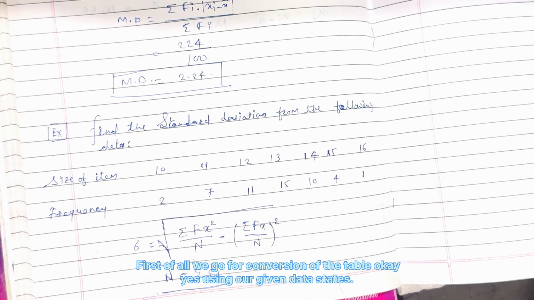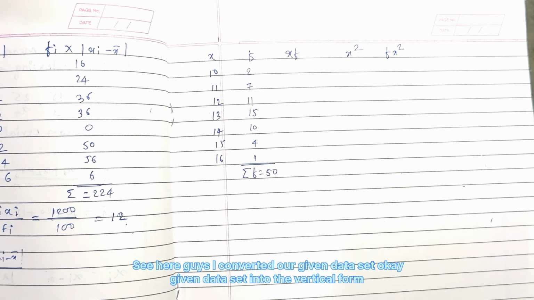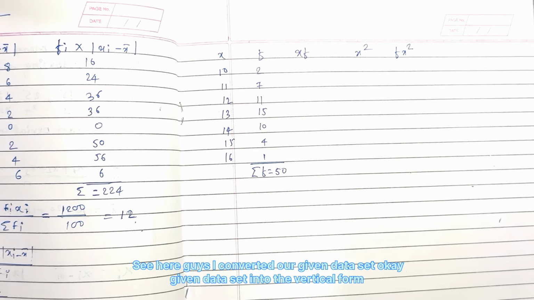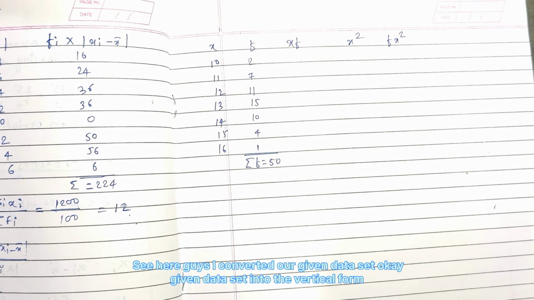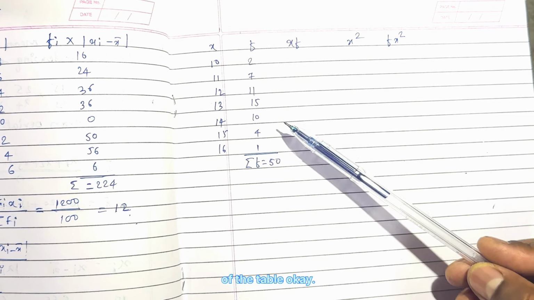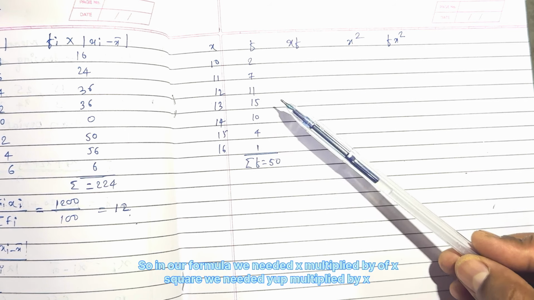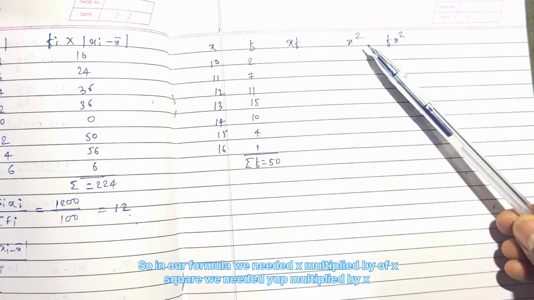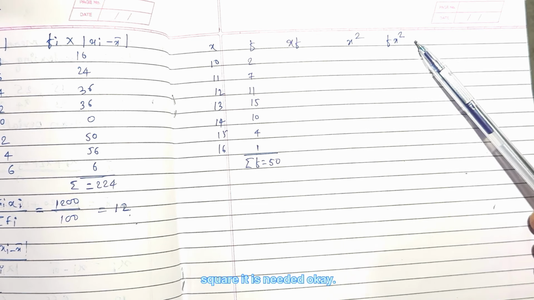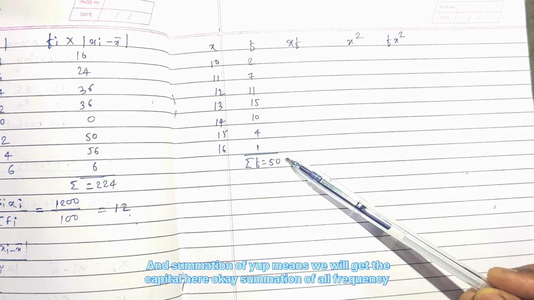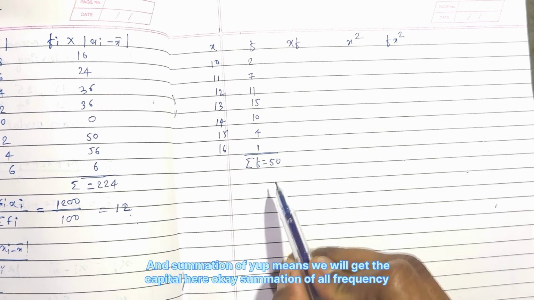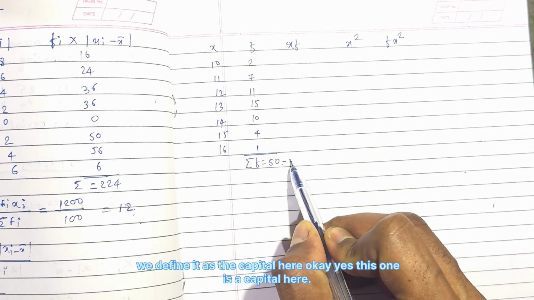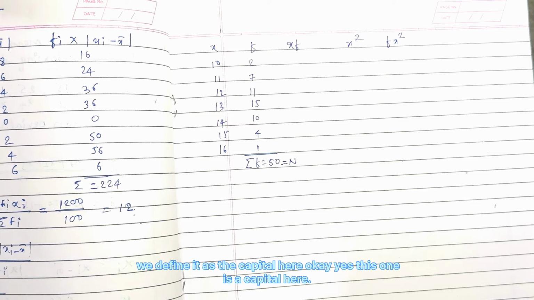First of all, we go for conversion of the table, using our given data set. See here, I converted our given data set into the vertical form of the table. In our formula we need x multiplied by f, x square, and f multiplied by x square. And the summation of f gives us the capital N. The summation of all frequencies is defined as capital N over here.